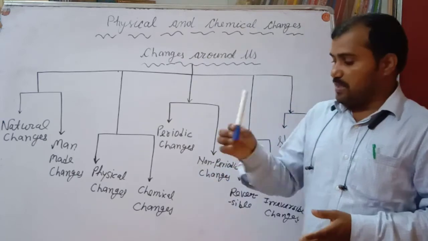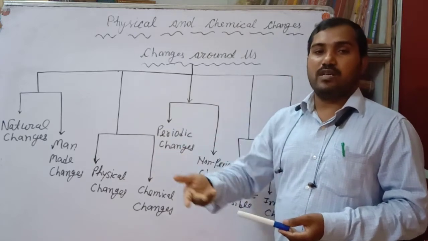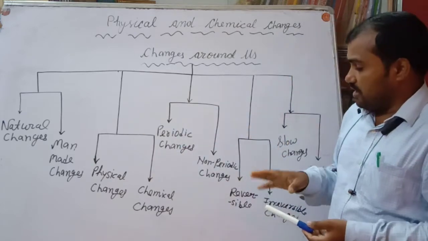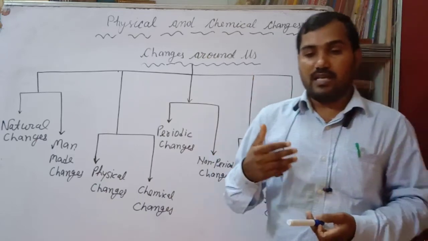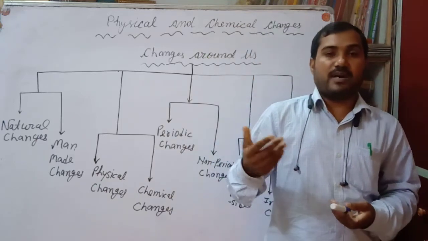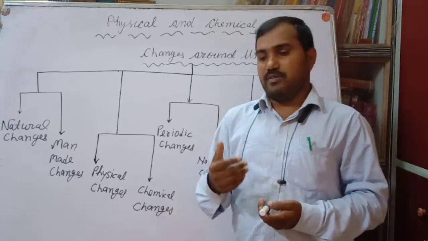Rusting of iron: you have kept the iron article here, and when it will convert into rust, when it will rust, we don't know. So you can see how chemically rusting of iron takes place. You can see our previous video, where I have given that.